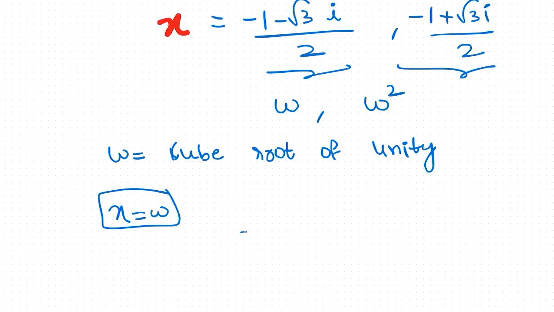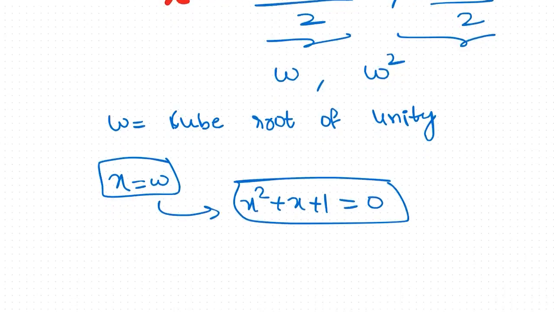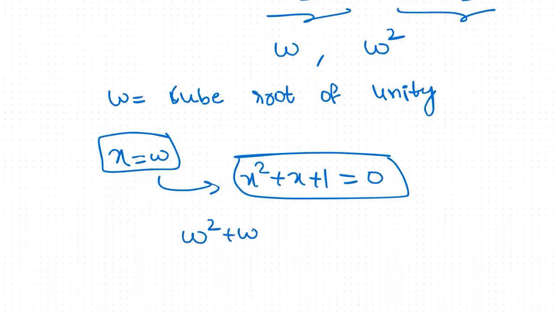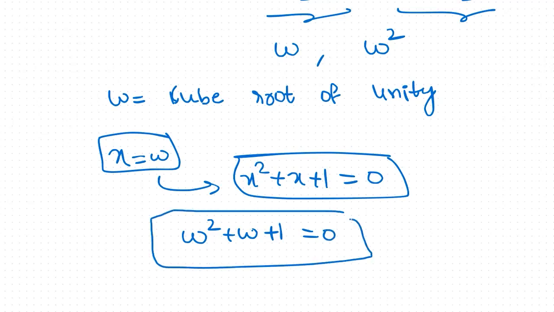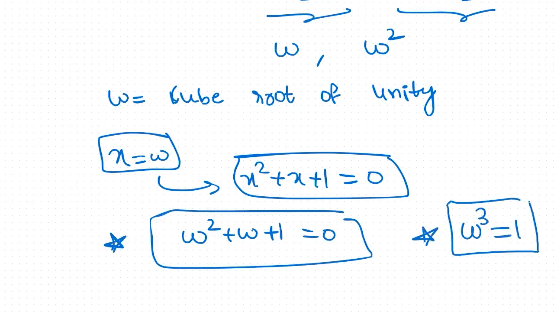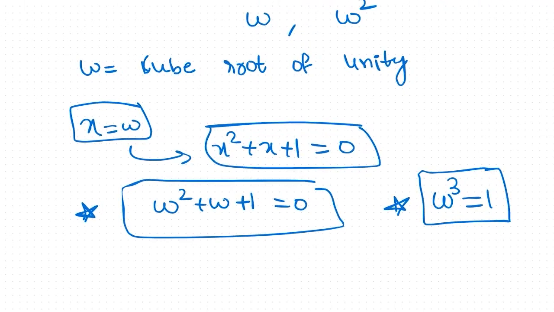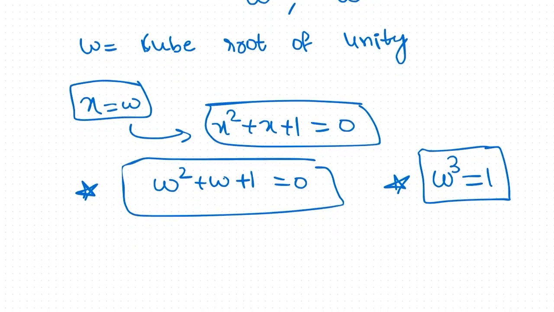So your original question was x square plus x plus 1, right? So x satisfies this equation, hence omega square plus omega plus 1 is equal to 0. This is the first important point. The second point is omega cube is equal to 1. If you cube the omega, it will be 1. These two points are important to remember. Omega means the root of the x value from this quadratic equation. I think that's enough for quadratics and complex numbers.